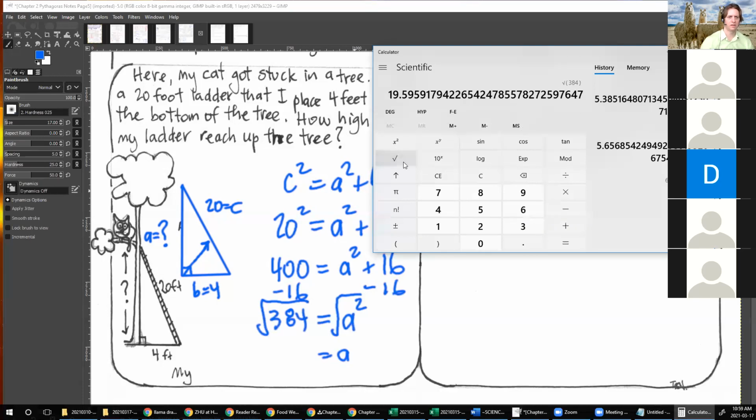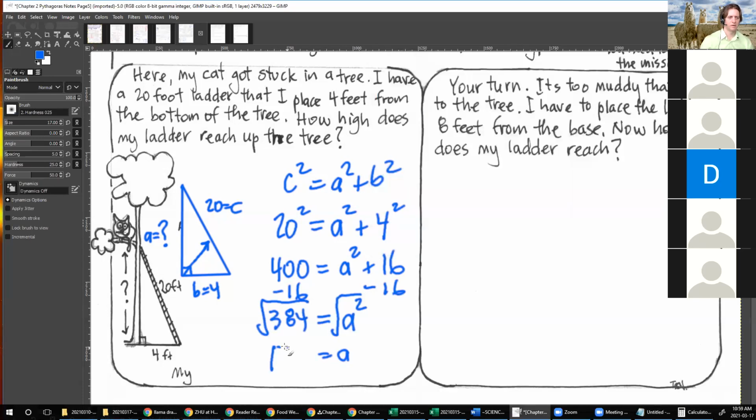Please holler if I'm not getting the right answer. It would be terribly embarrassing. 19.6, is it? Yeah, that's right. So it reaches up 19.6 feet, hopefully enough to get my cat.